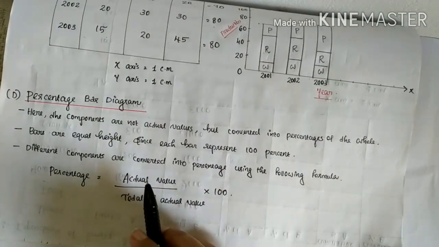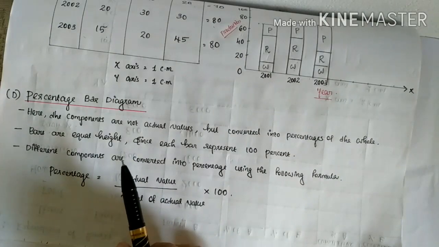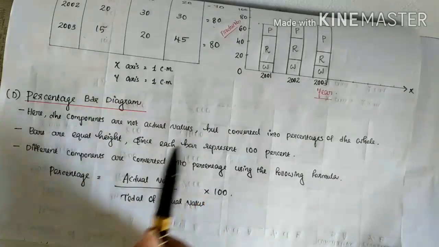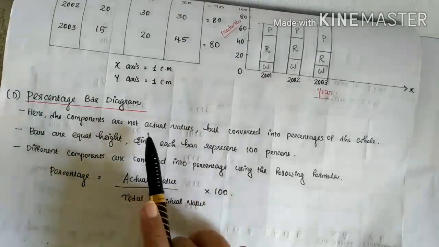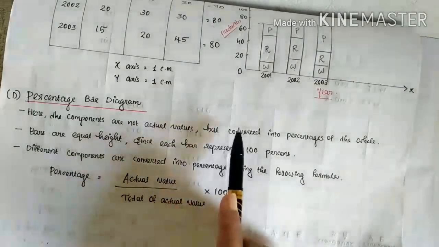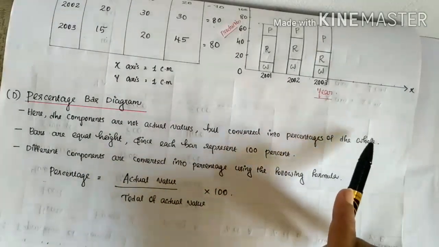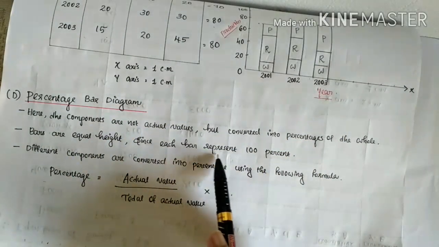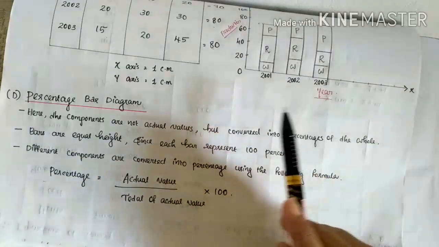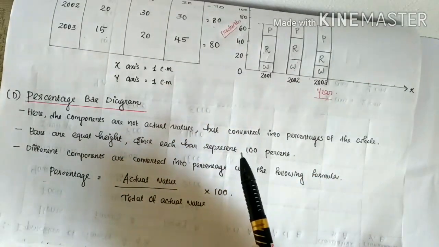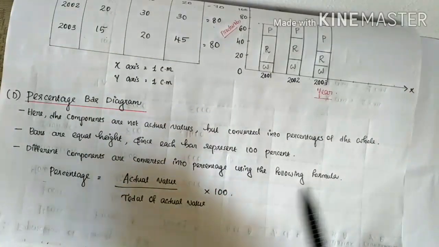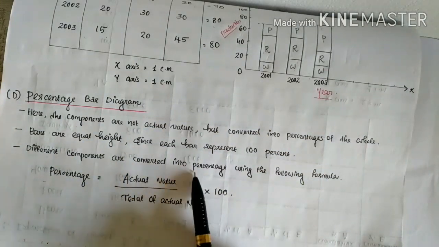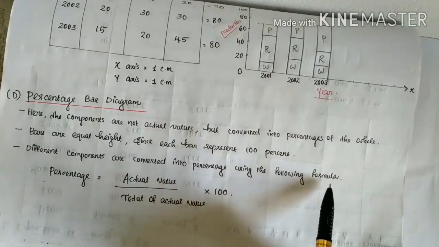So the fourth type of diagrammatic representation is percentage bar diagram. Already we know percentage, it is always denoted as 100. Here the components are not actual values, but it is converted into the percentage of the whole. Bars are equal height since each bar represents 100%. The main feature of a percentage bar diagram is the total length of the bar is uniform. It is always 100.